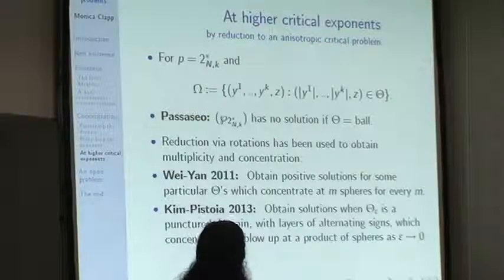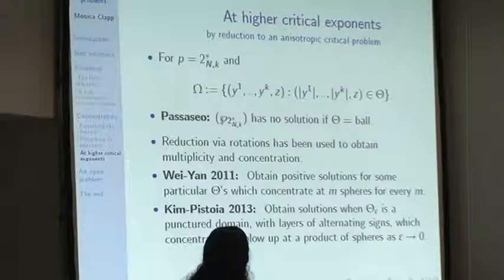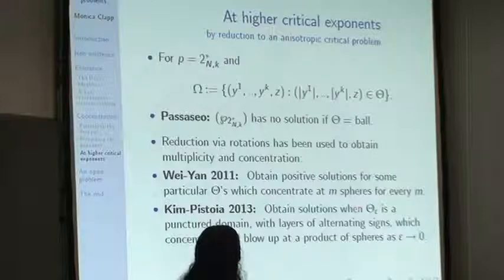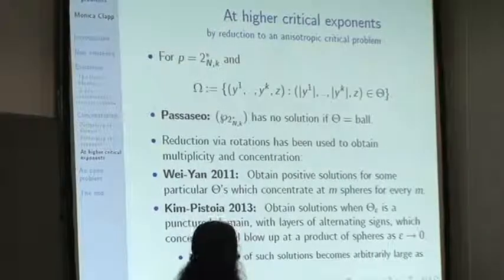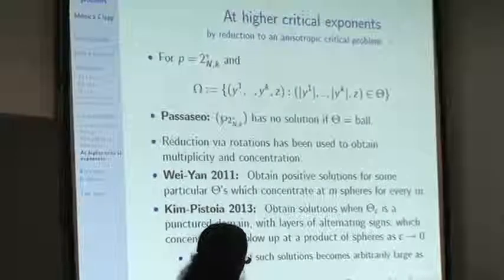And there is also a very beautiful result by Kim and Pistoia, who also use this type of reduction to obtain solutions when you have a punctured domain theta epsilon, and then they get solutions with layers of alternating signs concentrating at the same torus, okay? So there are results of this kind. And again, here the number of solutions grows as epsilon goes to 0.